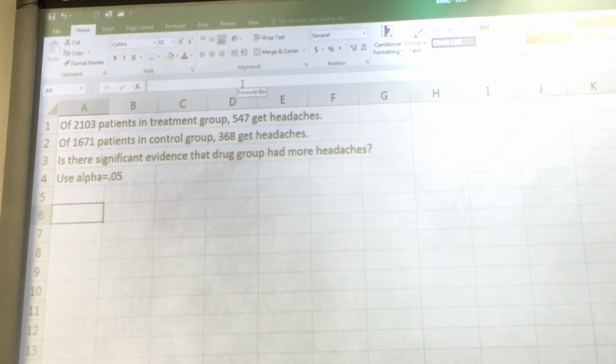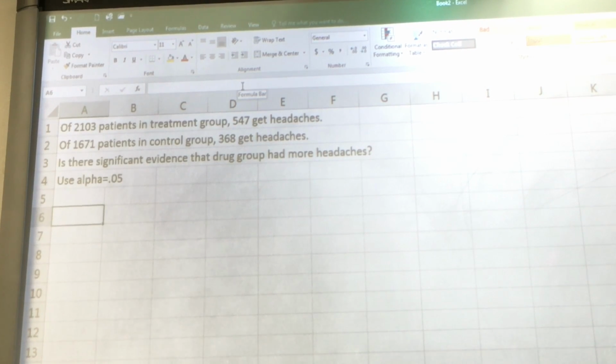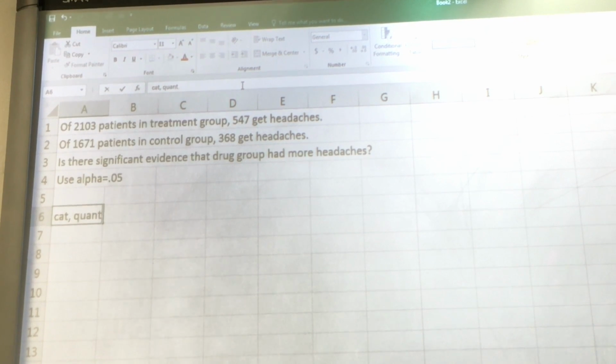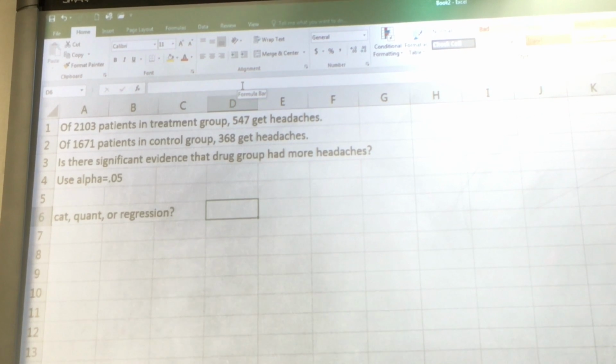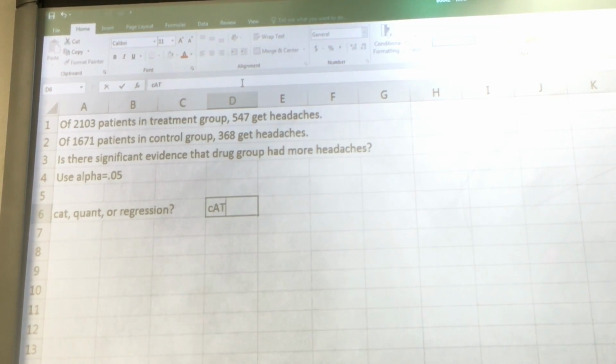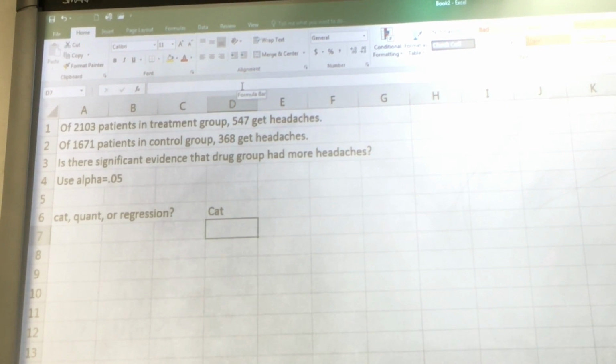So, the first question, remember we're going to follow our 8 steps again. First question I'm going to ask you, is this categorical, quantitative, or regression? One of these days it's going to be regression. Okay? Why is it categorical? Because you either have a headache or you did not have a headache. Those are your categories. Okay? All right.